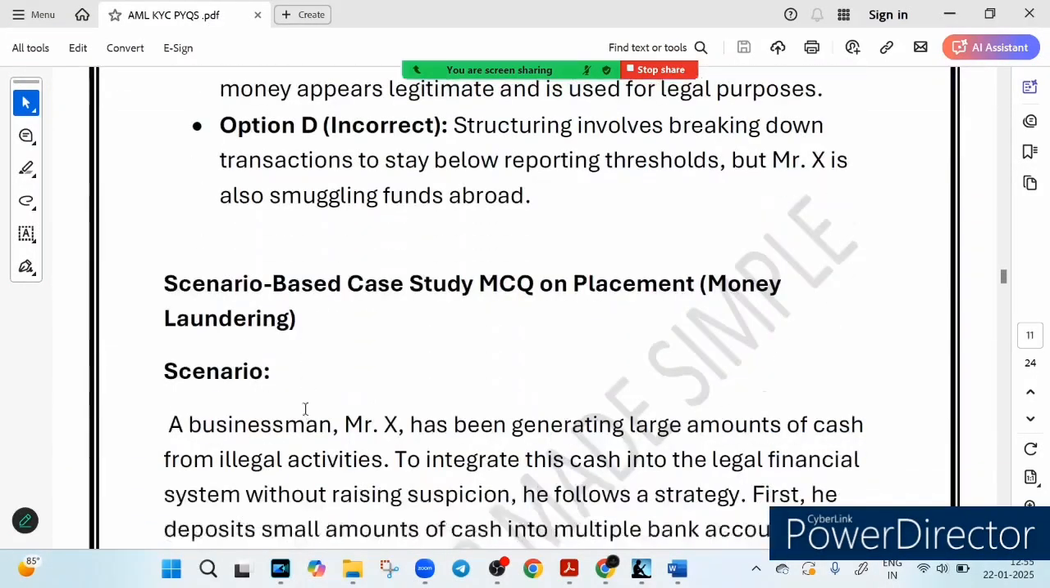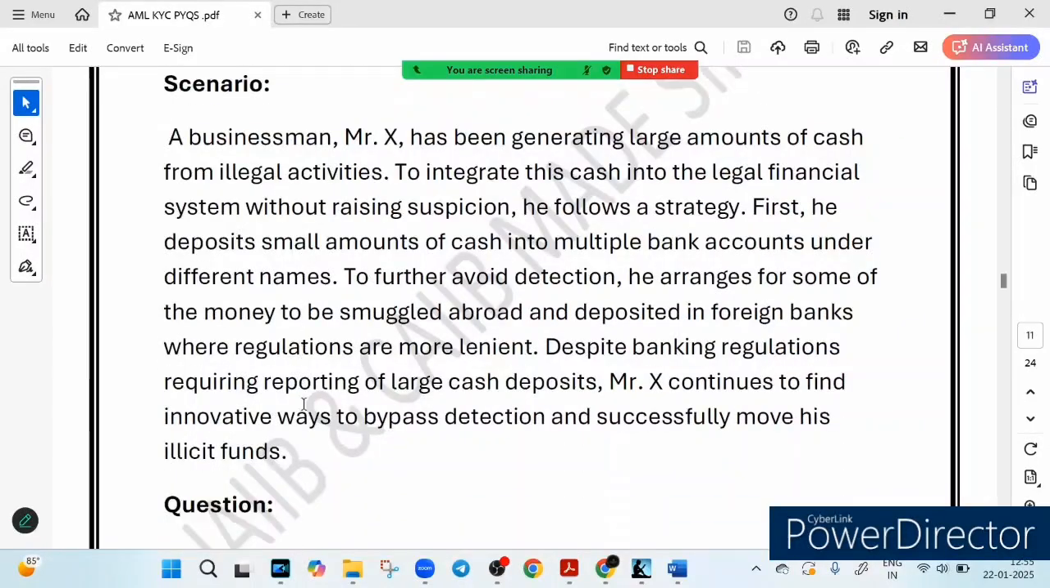Everything is explained clearly in this particular PDF. This is available in our course. Now this is another scenario in front of you. So what is happening in the scenario? So let me share a story.